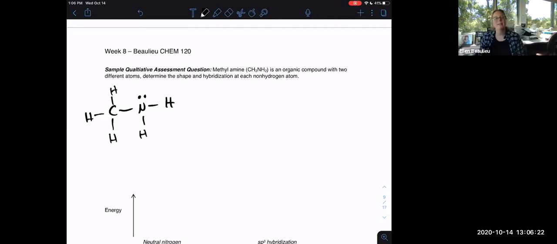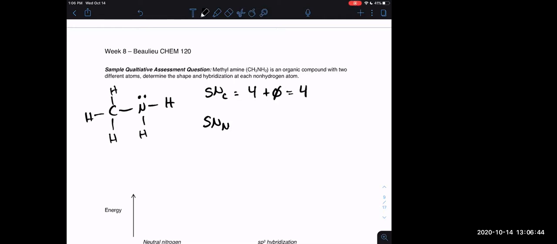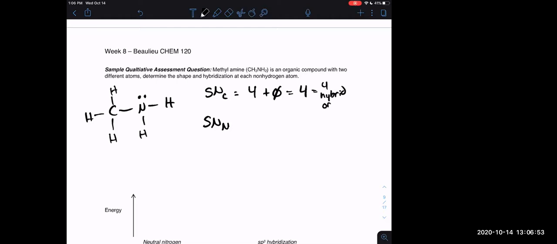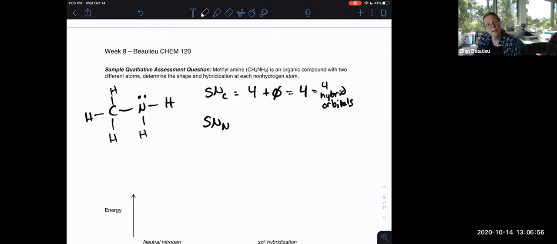Okay, I want you to determine the steric number for carbon and the steric number for nitrogen. So carbon, how many atoms are attached? I heard you all say 4. How many lone pairs? 0. None. So I have a steric number of 4. How many hybrid orbitals do I need? 4. So what hybridization do I need? sp3. sp3 tells me that I mix all 4 of those orbitals and I get 4 new hybrid orbitals.